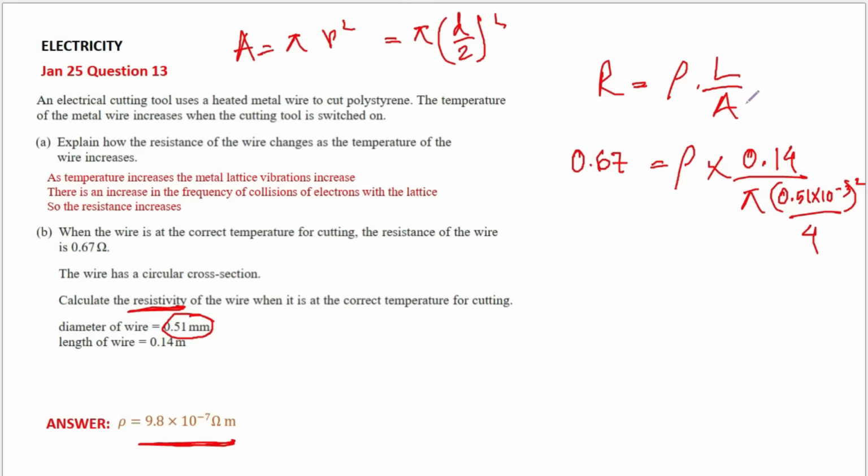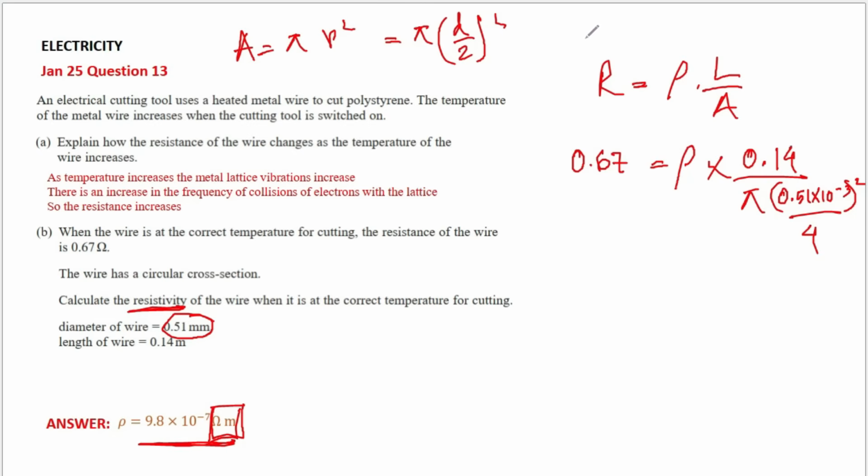So I just plugged in the values in my calculator. The value that I got is 9.776, and if you round it off to 2 SF, the value would be 9.8 times 10 to the power minus 7. Please remember the unit of resistivity. Unit of resistivity is ohm meter, right? Unit of resistivity is ohm meter.